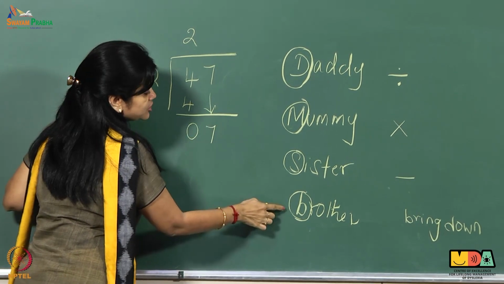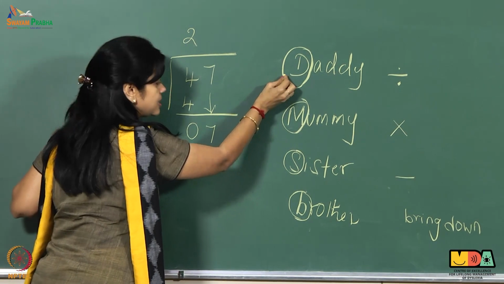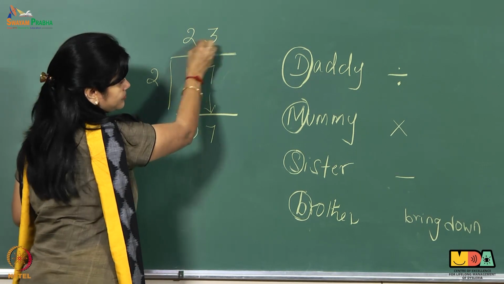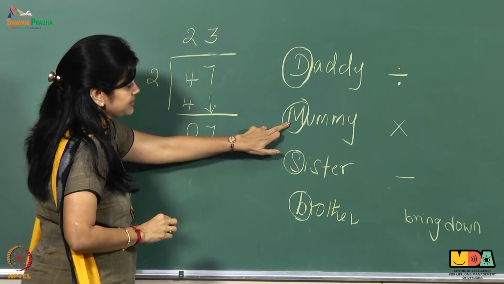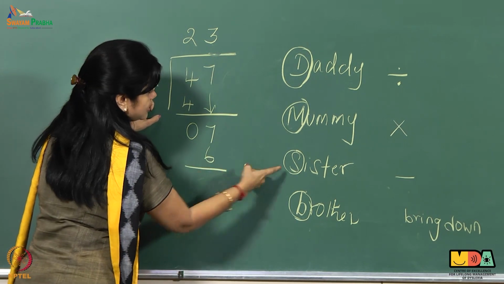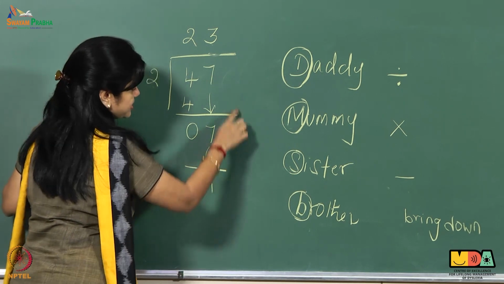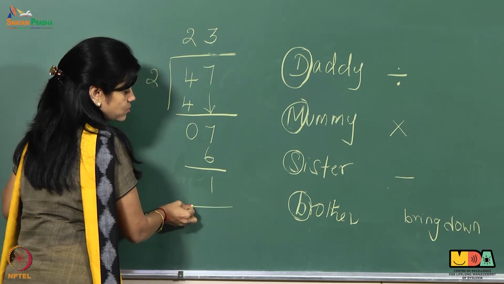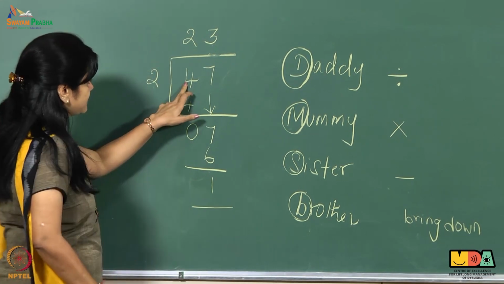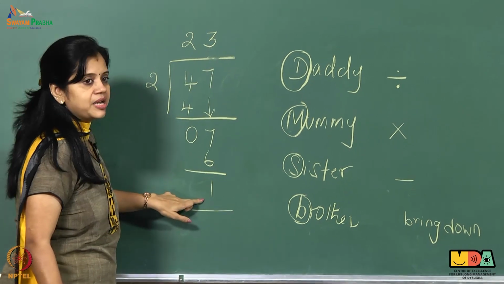And once they finish the last step, they again go back to the first step, that means it is divide. 7 divided by 2 is 3. The next step is multiplication. 3 into 2 is 6. The third step is subtraction, 1. There is nothing to bring down. So, the remainder over here is 1. 47 divided by 2 will give you 23 with the remainder 1.